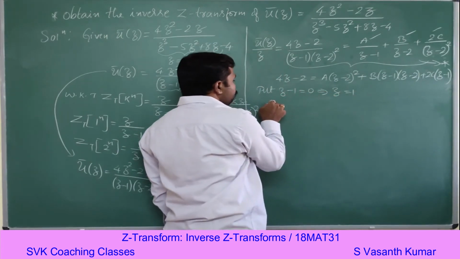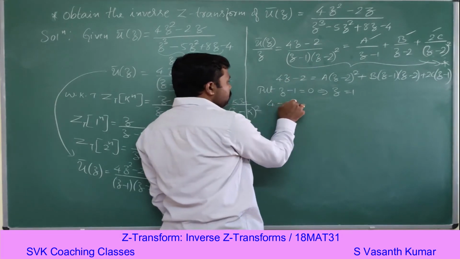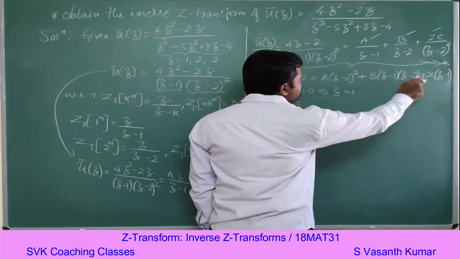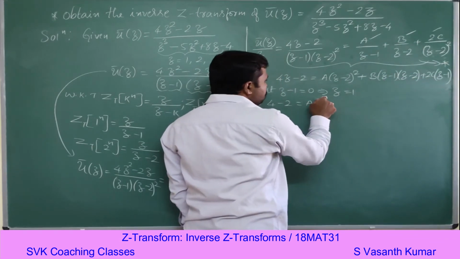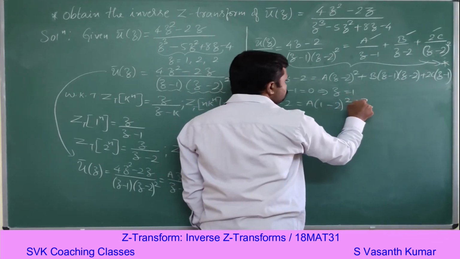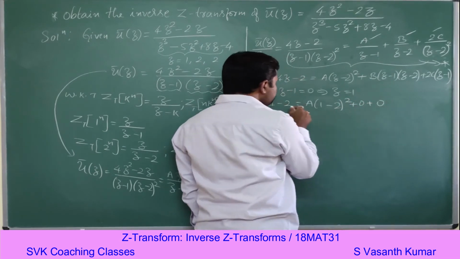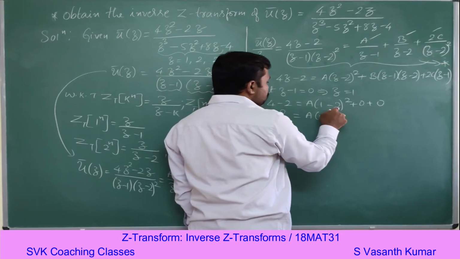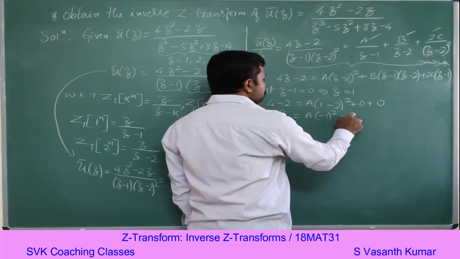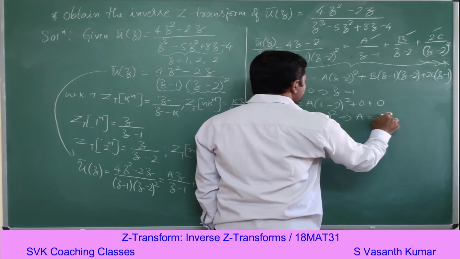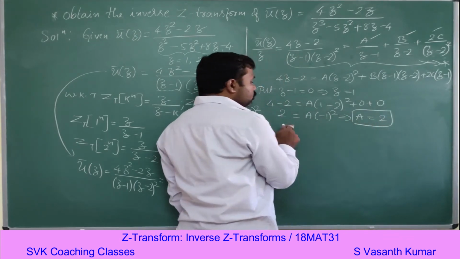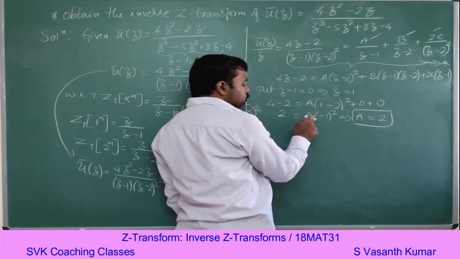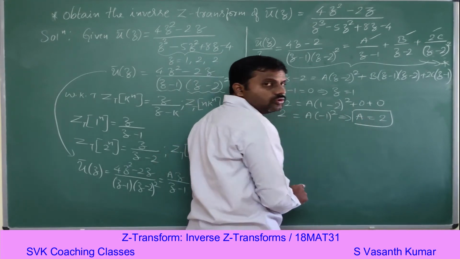So therefore 4 into 1 is 4 minus 2. Wherever you have z minus 1, that term will be 0. This term is 0 and this term is 0. So a into 1 minus 2 the whole square plus 0 plus 0. So 4 minus 2 is 2, equal to a into minus 1 the whole square. So that implies a equal to 2. 2 equal to a into 1, so 2 by 1 is 2 itself. Therefore a value is 2.